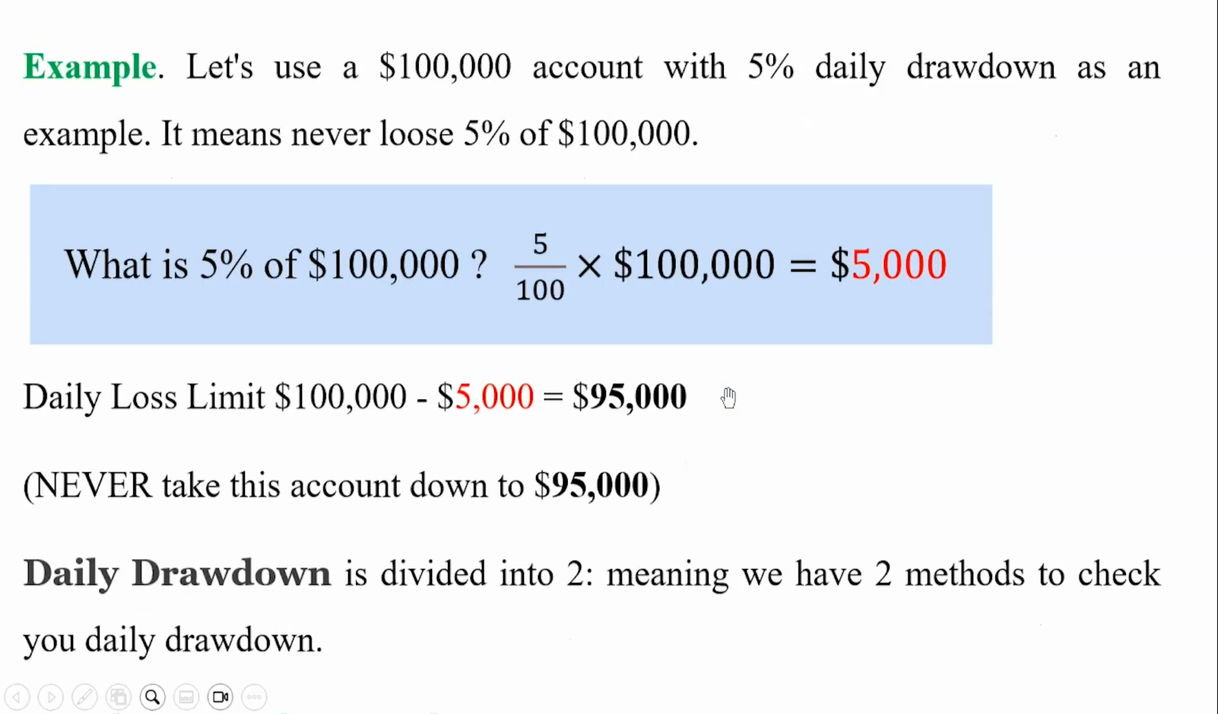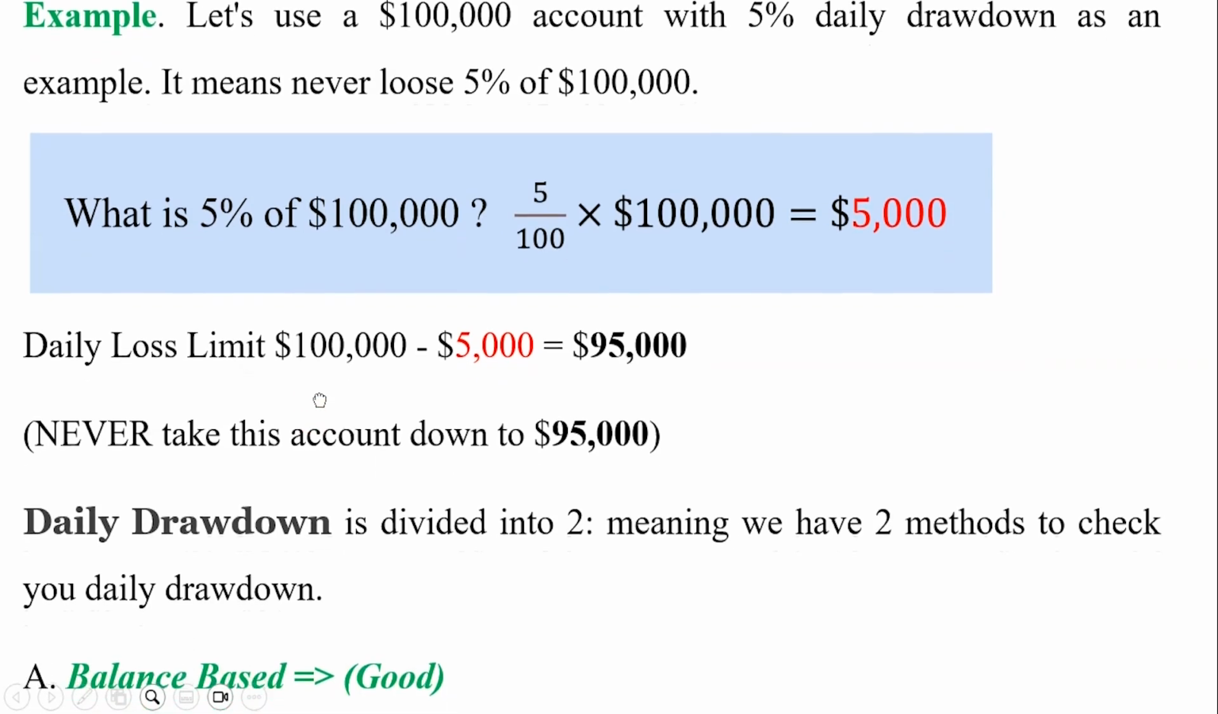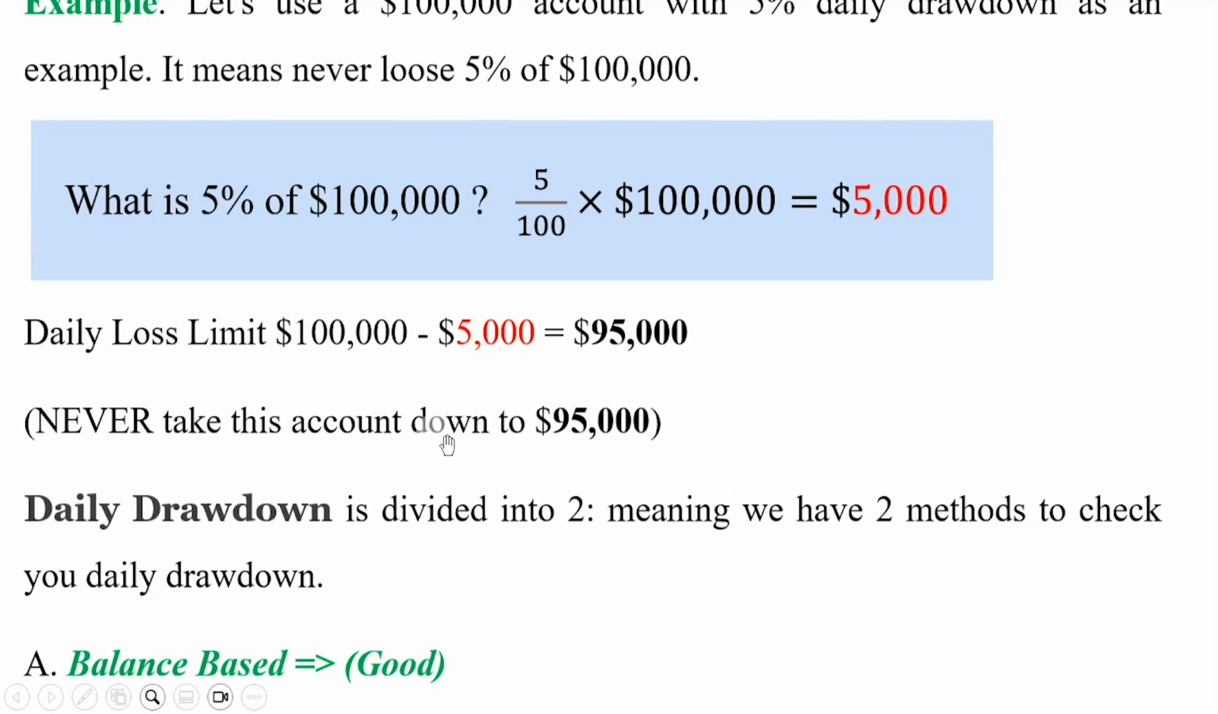So let's look at this example. Let's assume you have a $100,000 account with a 5% daily drawdown. Then what it means is never lose 5% of 100,000. So what is 5% of 100,000? That is 5,000. So daily loss limit now will be $100,000 subtract $5,000. That will be $95,000. So what it means is this: never take the $100,000 account down to $95,000. If you do that, you are going to breach the account or you will fail the challenge.